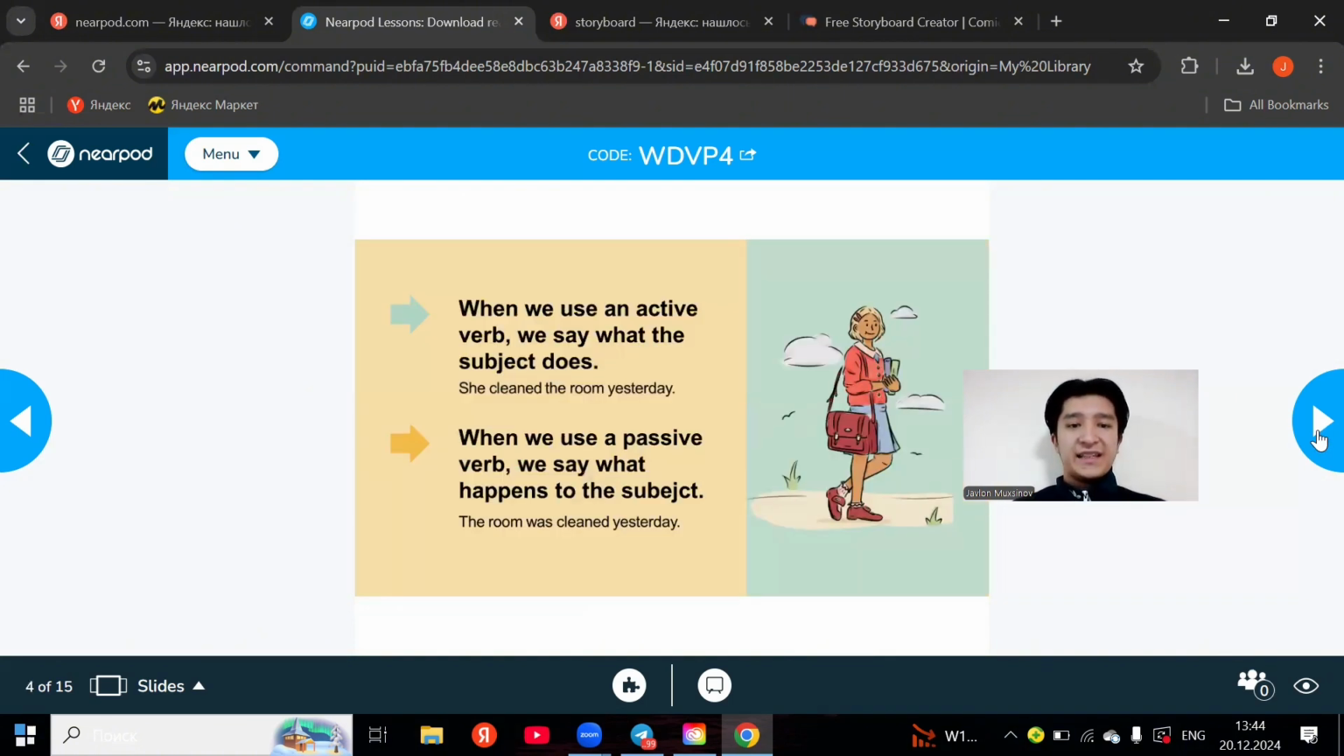When we use an active verb, we say what the subject does. She cleaned the room yesterday. It's the active form of the sentence. When we use a passive verb, we say what happens to the subject. The room was cleaned yesterday. So the room in the active form is an object, but in the passive voice, the object becomes the subject.